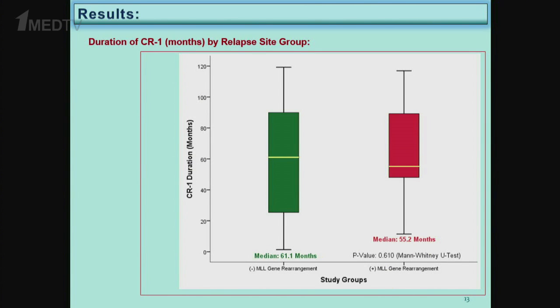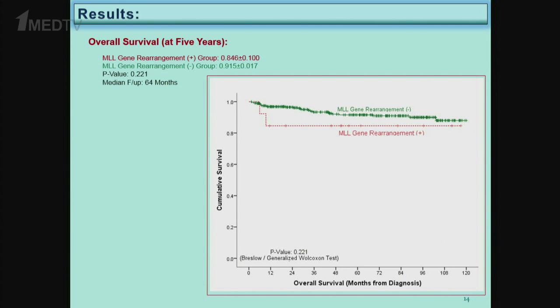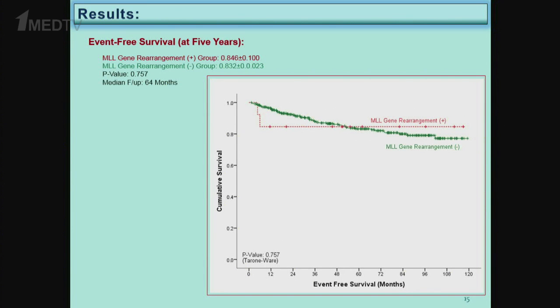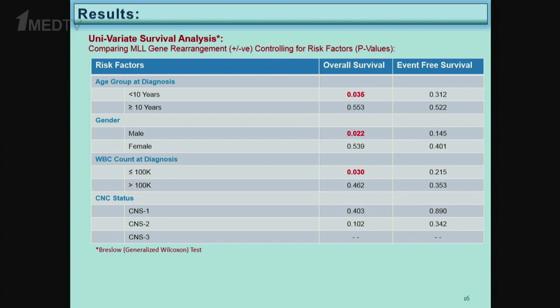For the duration of the CR1 month by relapse site, we have the median CR1 61.1 months in the ML arrangement negative versus 55 months in the ML arrangement positive. So almost the relapse time is the same, it is not early or late. Overall survival, as you see here from the two groups, is almost the same between ML gene rearrangement positive versus negative. And for the event-free survival, both groups have the same event-free survival, not different between the two groups.